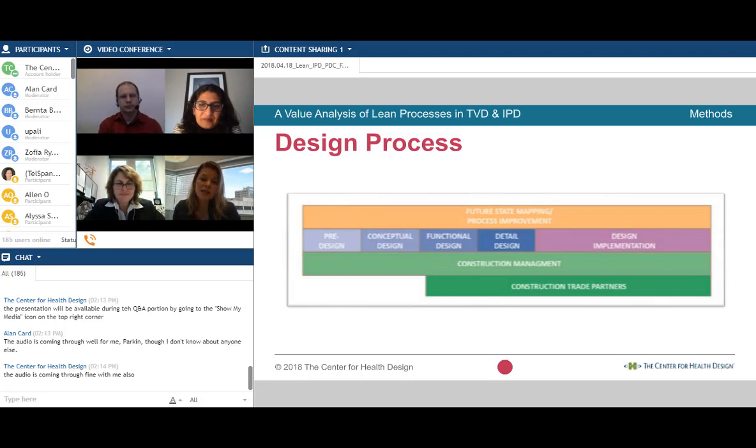But you see here that the construction team is with us and present the entire time. And that's important because not only are they evaluating the building from a constructability standpoint, but we also need to have their cost information available to us as we continue with the project.